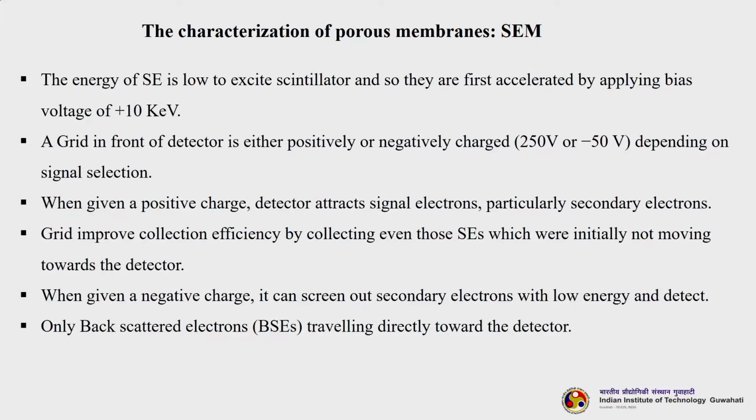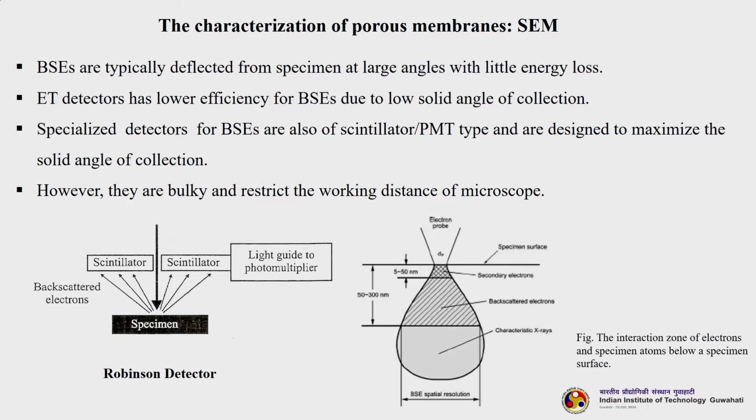A grid in front of the detector is either positively or negatively charged depending upon the signal detection. When given a positive charge, the detector attracts signal electrons, particularly secondary electrons. The grid improves collection efficiency by collecting even those secondary electrons which were initially not moving towards the detector. When given a negative charge, it screens out secondary electrons with low energy and detects only backscattered electrons, known as BSEs, travelling directly towards the detector. BSEs are typically deflected from the specimen at large angles with little energy loss.